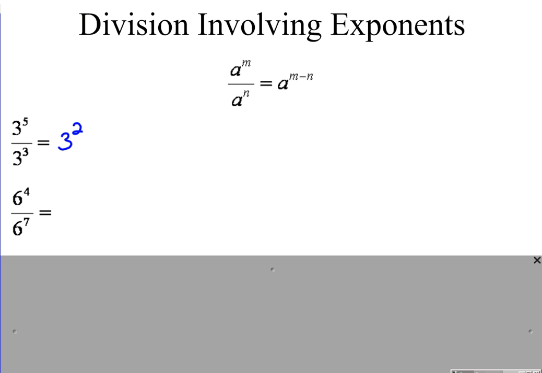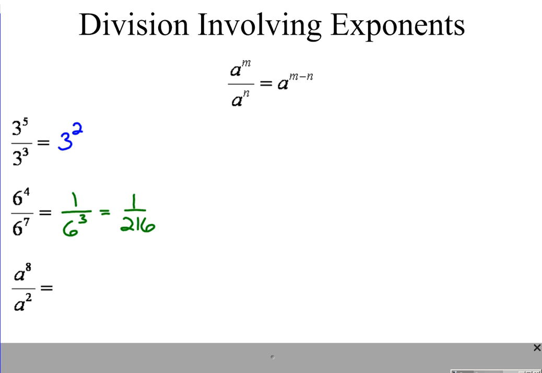Let's use that same thought process here. 6 to the 4th means 6 times 6 times 6 times 6, so 6 times itself 4 times, divided by 6 to the 7th, 6 times itself 7 times. Where am I going to have more 6's, in the top or the bottom? I'm going to have more down in the bottom. How many more do I have in the bottom? 3 more. So that's 1 over 6 cubed, or 1 over 216.